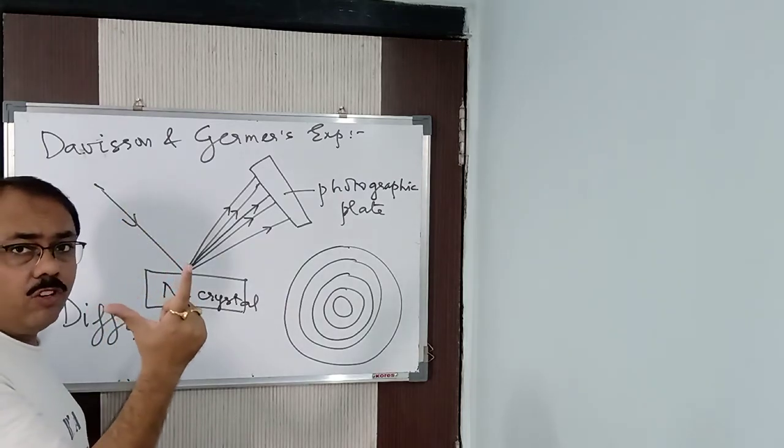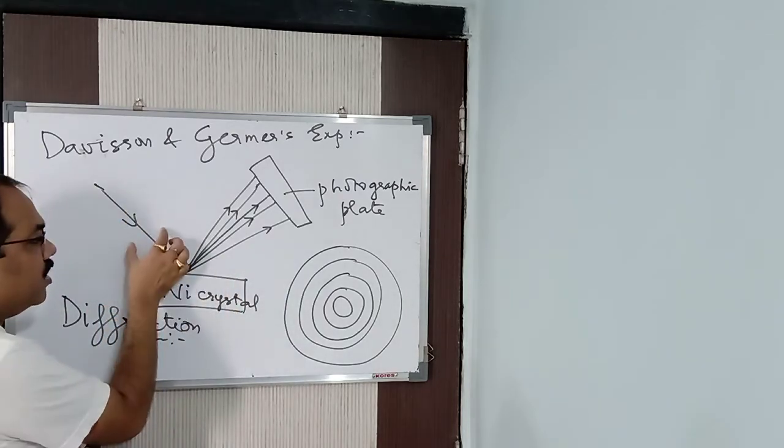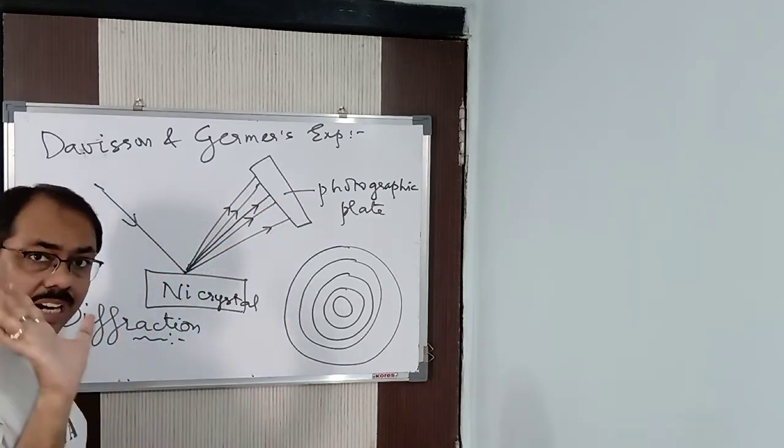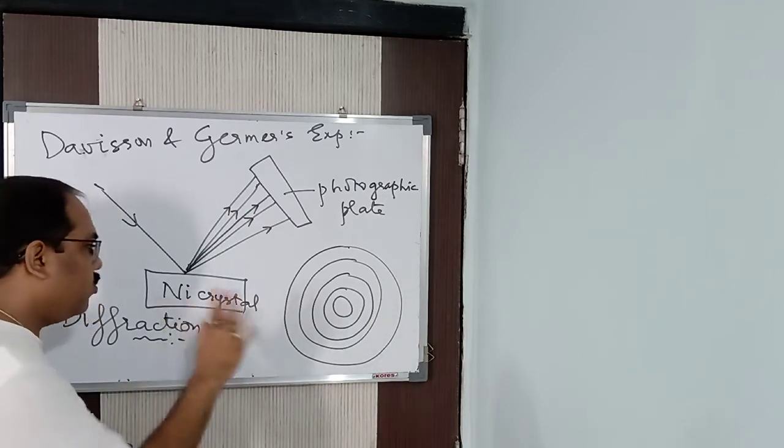That we have already studied in the photoelectric effect. You must remember that these rays should have minimum energy. Then only the electrons will be ejected from this particular surface. You should keep that in your mind.